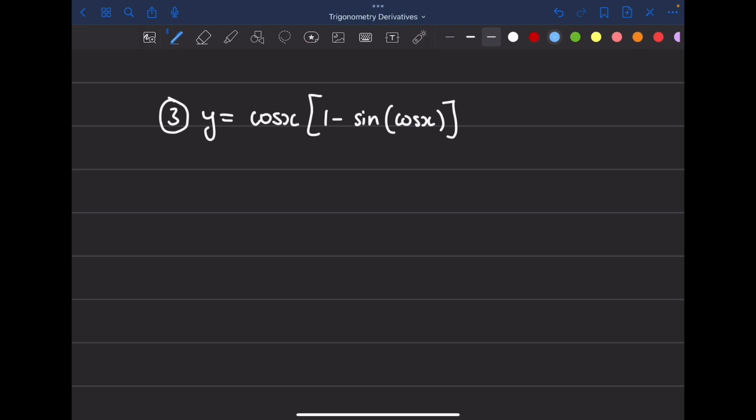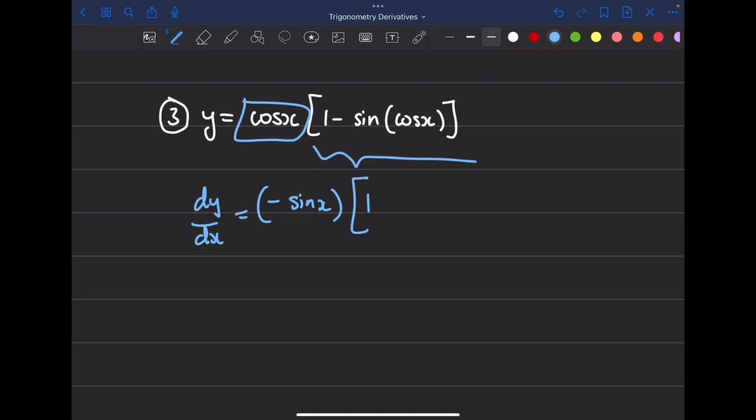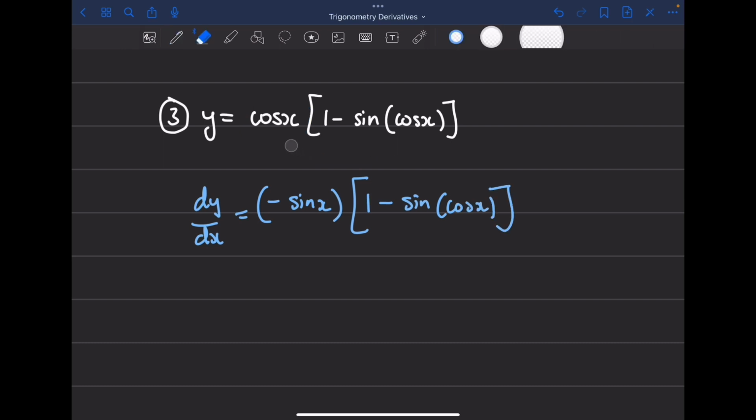So first I'm going to write down that dy over dx, derivative of y, with respect to x is equal to, and then if you remember the product rule, first you'd have to find the derivative of the first one. So what is the derivative of cosine x? It is negative sine x. So negative sine x multiplied by the other bracket, which in this case is 1 minus sine of cosine x. So multiplied by 1 minus sine of cosine x. All I'm doing so far is I'm just following the rules of the product for derivatives. Okay, so this is as simple as it gets.